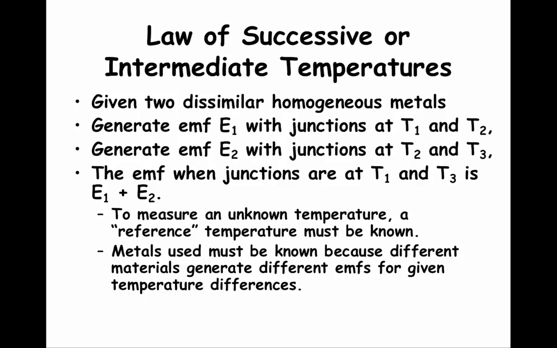The third and final law of thermoelectric circuits is the law of successive or intermediate temperatures. The important consequences of the law of successive temperatures are that we need to know the reference temperature. We cannot have two unknown temperatures. The second key consequence is that we need to know the metals being used and the relation between EMF and temperature for each metal. They are different for different metals, so we need to know the metals being used. In lab, we told you that you were using copper constantan thermocouples.